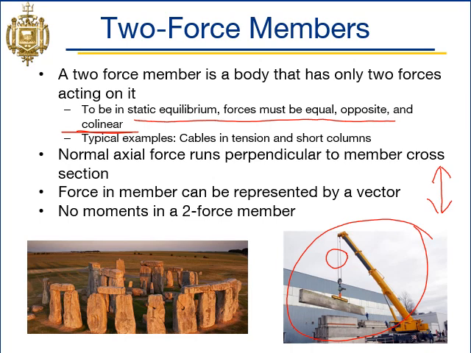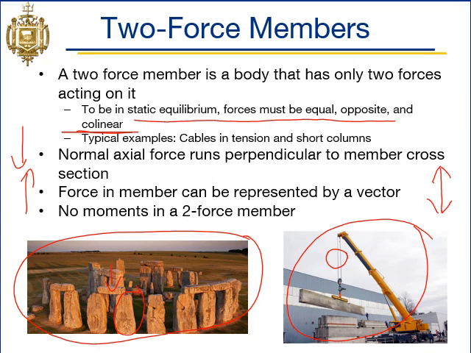And then we also have short columns. So, taking a look over here at Stonehenge, right? If we were to look at just one column here, let's just take a look at this one column there. We have the weight of this rock right here on the top, right? So we'll draw this over here. So we've got that big rock on the top there, and that's pushing down on our rock column. And in order to keep that thing from falling down, the rock column is pushing up. So that's our two-force member in compression.